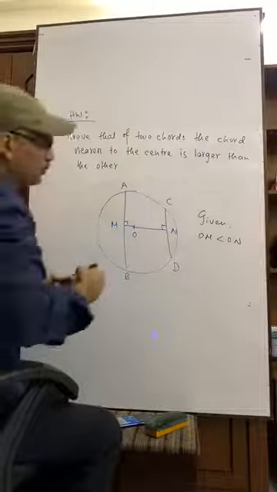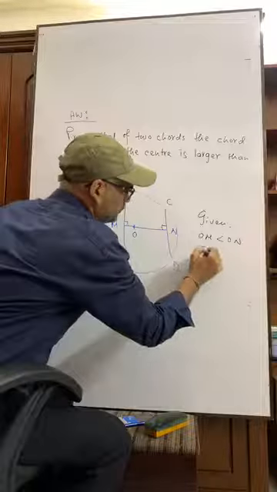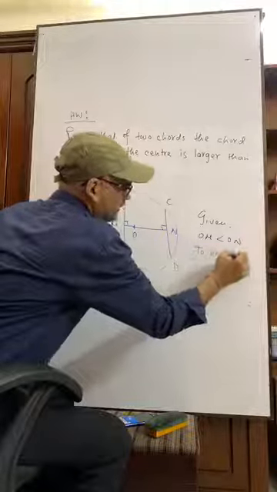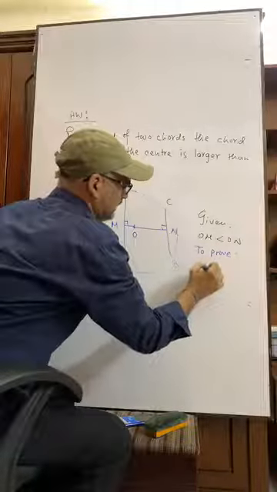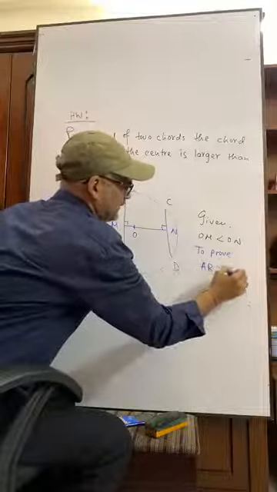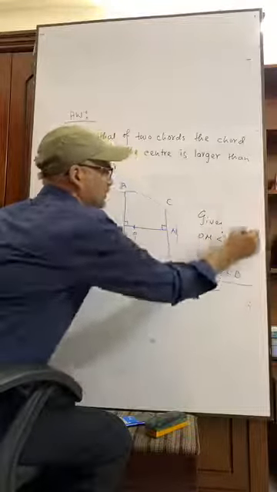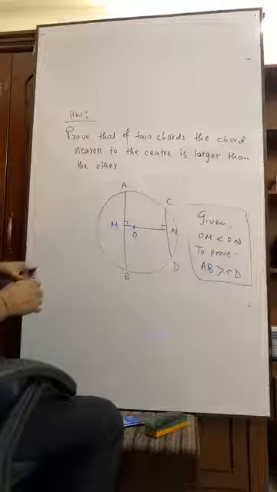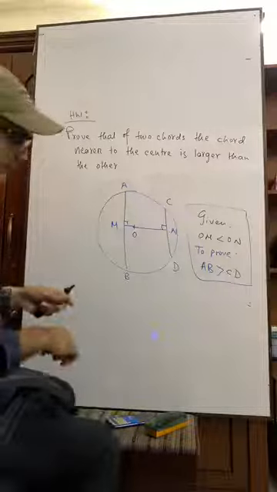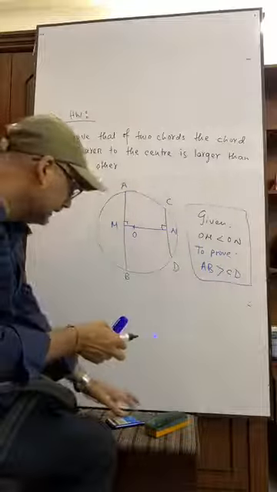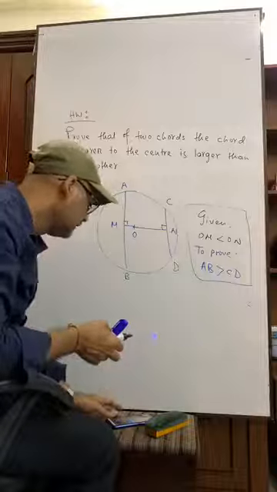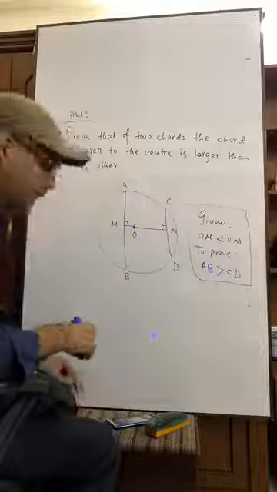So what is to prove here? To prove AB is greater than CD. It is your homework. You will do this math, and in your group, you will upload it by taking a photo.